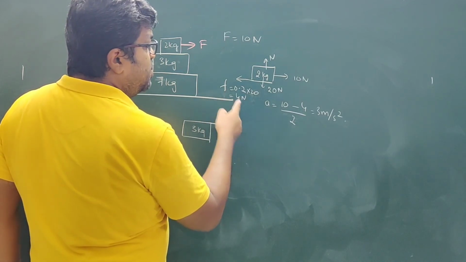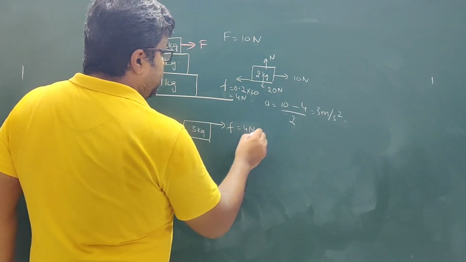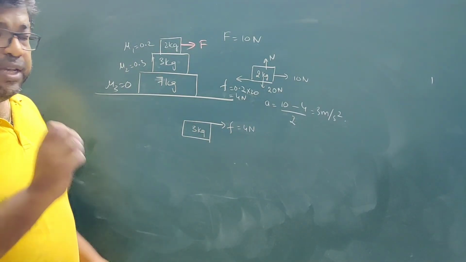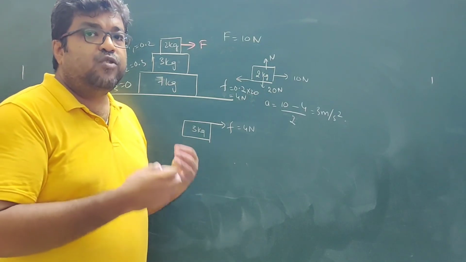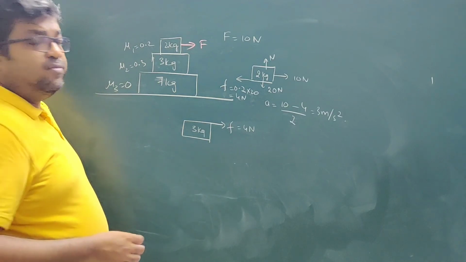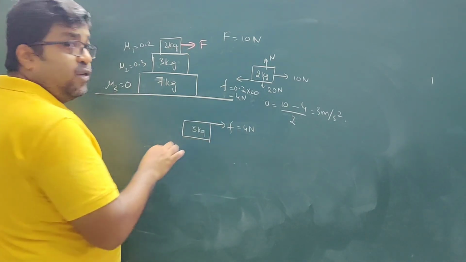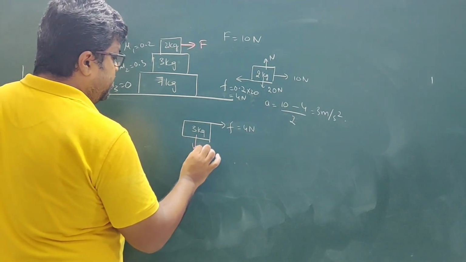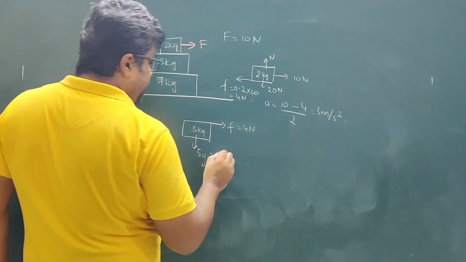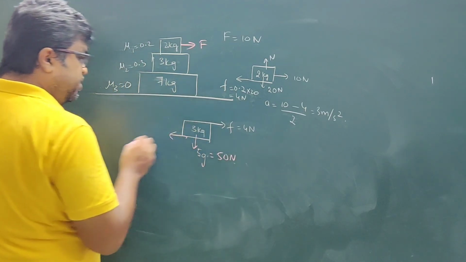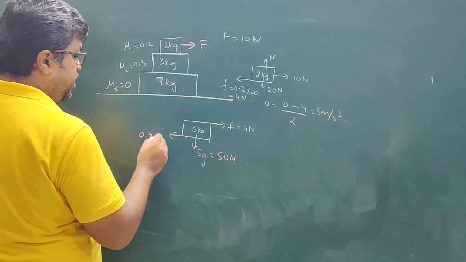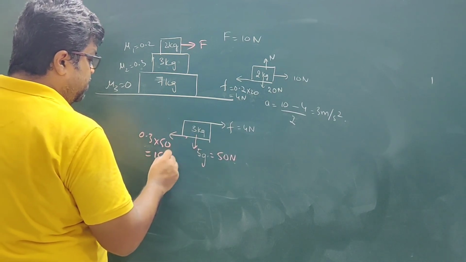How much is the friction force? This is 4 Newton. So this 4 Newton force will act as a driving force for this 3 kg block. Okay, but let's see whether this 3 kg block is going to move or not. Now see, above the 3 kg you have this 2 kg block, so that force is also acting in the downward direction. So this is 5g, 2 kg plus 3 kg, 5g, so that is equal to 50 Newton. The friction coefficient below the 3 kg block is 0.3. So 0.3 into 50, that is equal to 15 Newton.